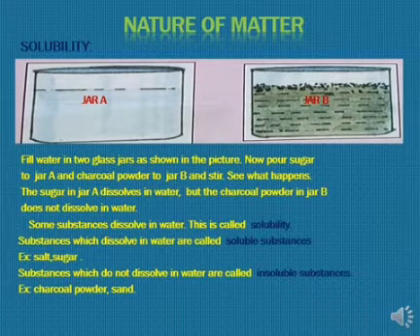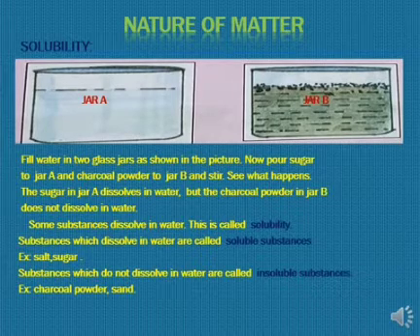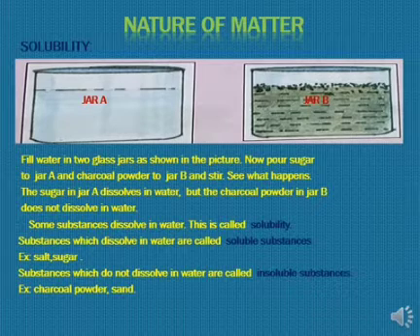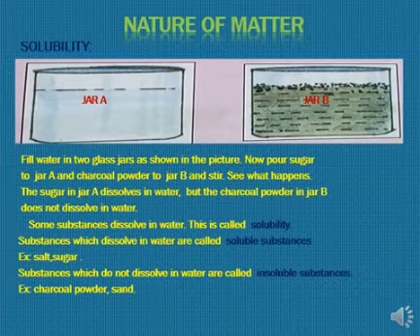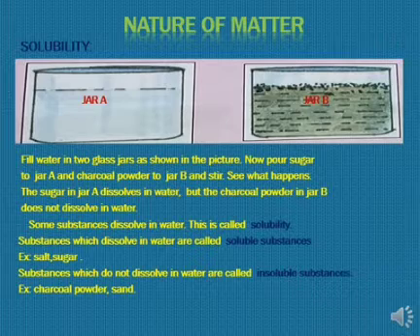So substances which dissolve in water are called soluble substances. And the process in which the substances dissolve in water is called solubility. Now there are some substances like charcoal powder which do not dissolve in water. So substances which do not dissolve in water are called insoluble substances. For example, charcoal powder, sand, mud, all these will not dissolve in water and they are called insoluble substances.